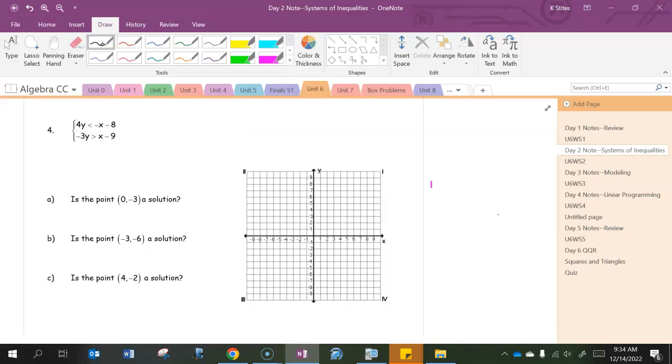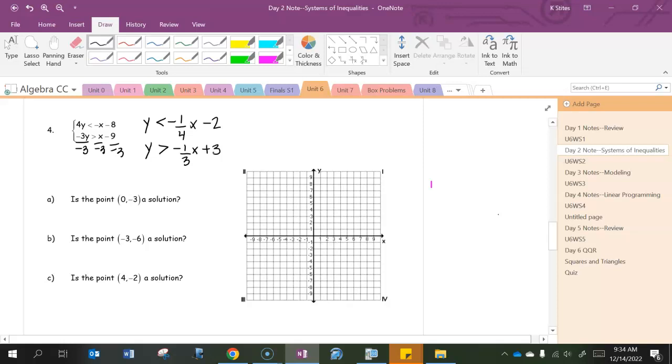Okay, both of these we also need to solve for y. So our first equation, we just need to divide by 4. That's going to be a -1/4 x. -8 divided by 4 is -2. Notice I didn't flip my symbol because I divided by a positive. But the next one I am dividing by a negative, so I'm going to flip my symbol. That's a -1/3 x. -9 divided by -3 is a +3.